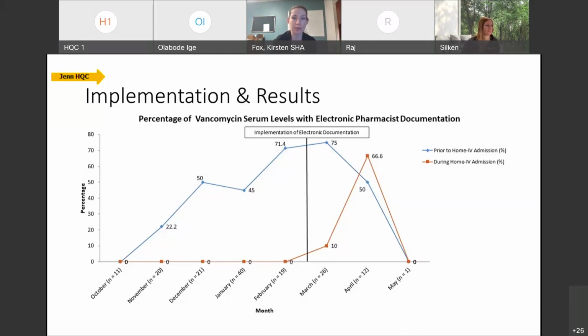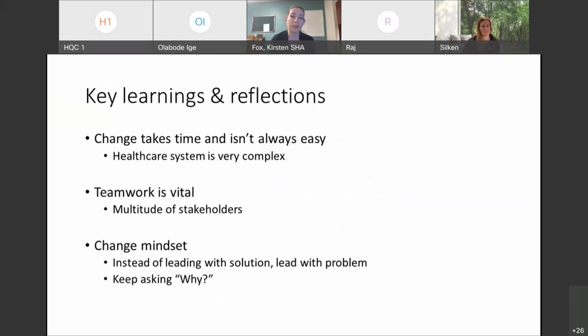So key reflections and learnings is that change takes time and it's not always easy. And that's largely due to, as everyone knows, that the healthcare system is very complex and there's multitude of stakeholders, which led into my second major learning is that teamwork is very vital to make sure you're involving stakeholders so that way they can be engaged and motivated to facilitate change. And then it was also a change in mindset with QI. So instead of leading with the solution, lead with the problem and to continuously keep asking why to help with QI.